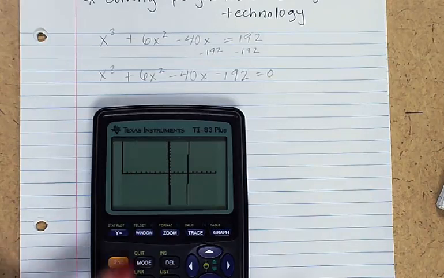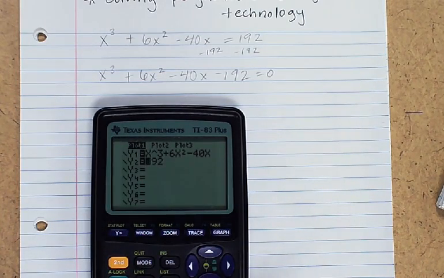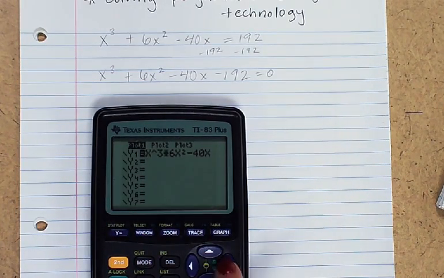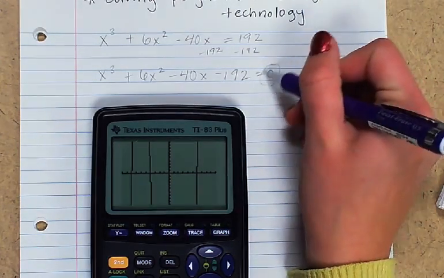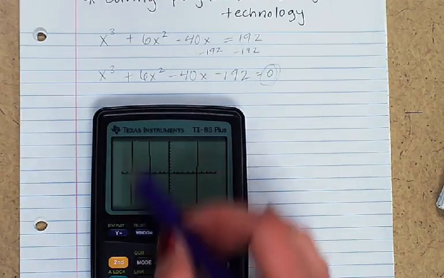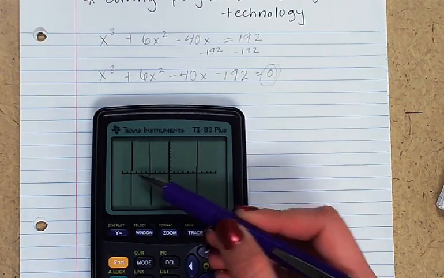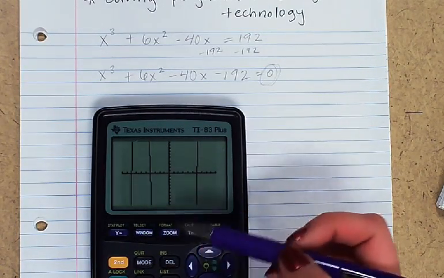So I don't have that typed in right now, so let me go back into my y equals. I'm going to get rid of that 192 and type x cubed plus 6x squared minus 40x minus 192. So now when I graph it, there's our polynomial right there. And again, since we have the equation set equal to 0, that means we need to figure out where this graph goes across our x-axis there.